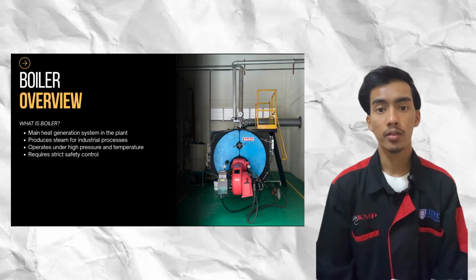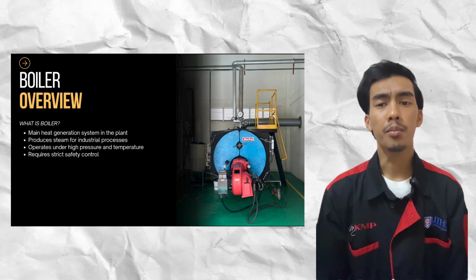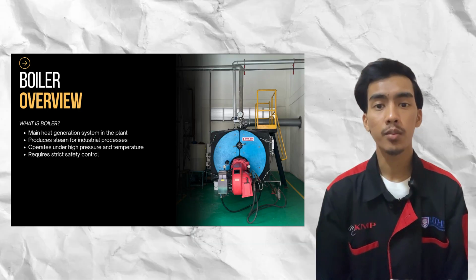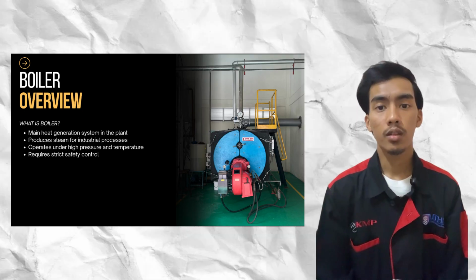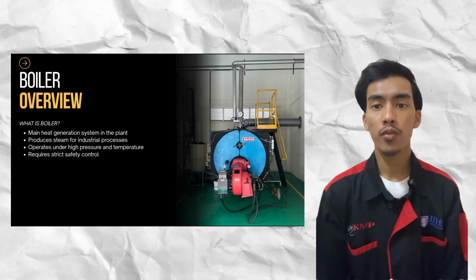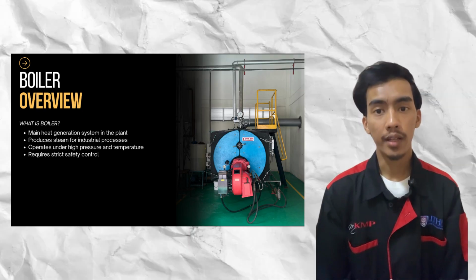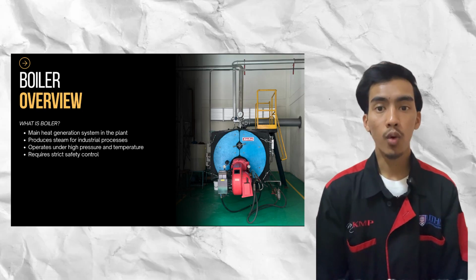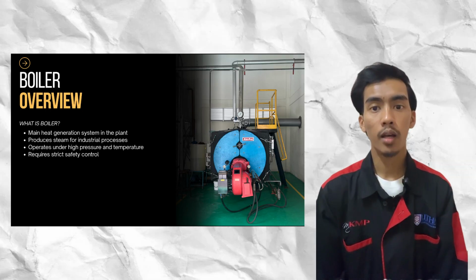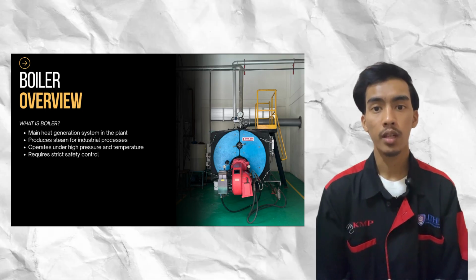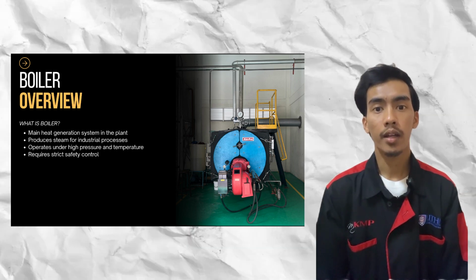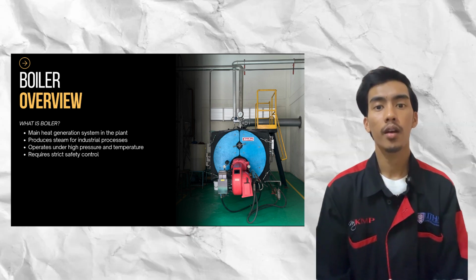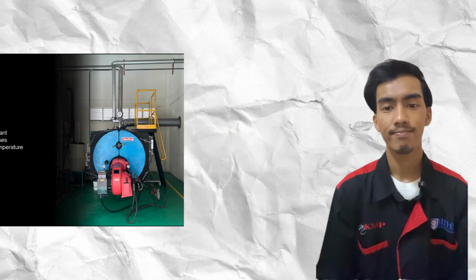What is a boiler? The boiler is the main heat generation system in the plant. Its primary function is to produce steam for industrial processes such as heating and energy transfer. The boiler operates under high pressure and high temperature. Therefore, strict safety control is required at all times to prevent accidents.